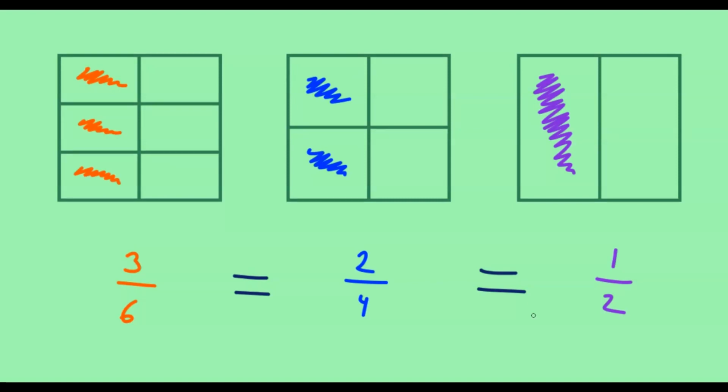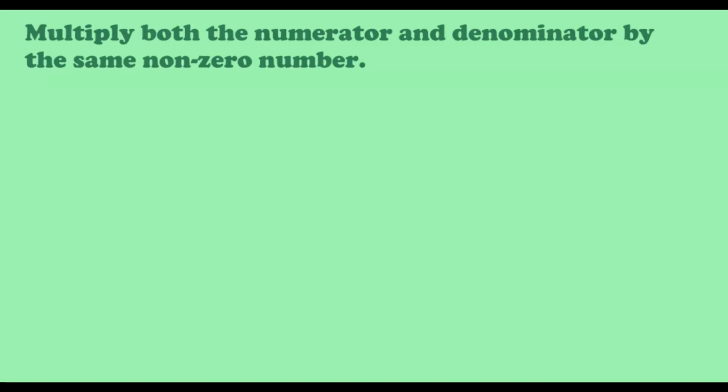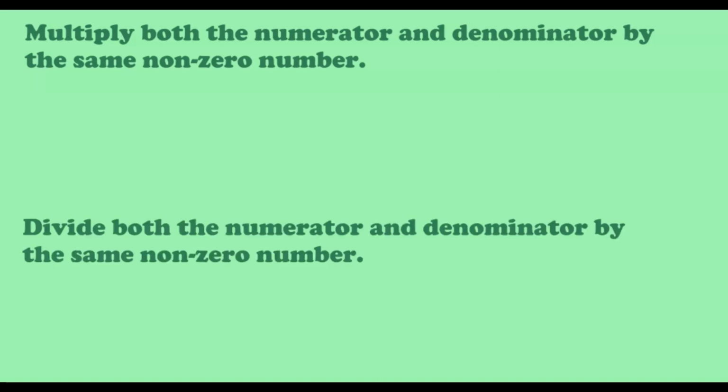We call fractions like these equivalent fractions. That is, equivalent fractions are fractions which have the same value but have different numerators and denominators. Now, how can we find equivalent fractions? We can do that in 2 ways. The first way is to multiply both the numerator and denominator by the same non-zero number. And the second way is to divide both the numerator and denominator by the same non-zero number.